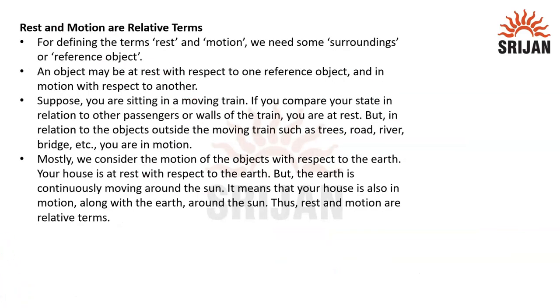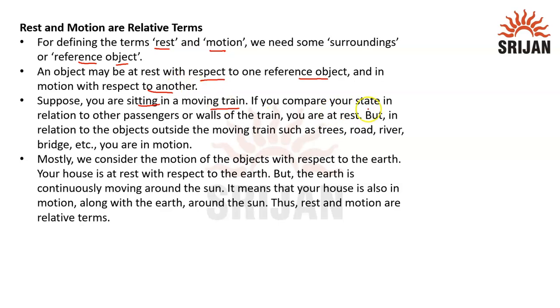One more thing we should know is that rest and motion are relative terms. Relative terms means that for defining the terms rest and motion, we need some surroundings or some reference object. For example, an object may be at rest with respect to one reference point, but it will be in motion with respect to another. A very good example is, let's say we are in a moving train. You are sitting in a moving train.